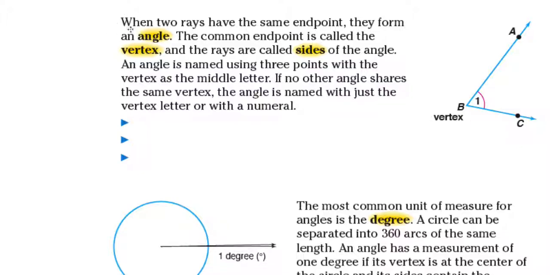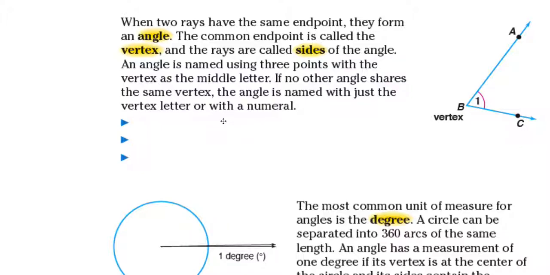When 2 rays have the same endpoint, they form an angle. The common endpoint is called the vertex of the angle, and the rays are called sides of the angle. So again, you have 2 rays with the same endpoint. That's called an angle, and the endpoint is called the vertex. The rays are called the sides of your angle. An angle is named using 3 points with the vertex as the middle letter. If no other angle shares the same vertex, the angle is named with just the vertex letter or with a numeral.